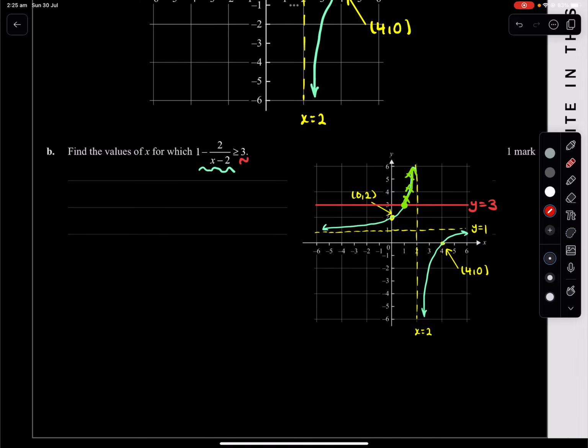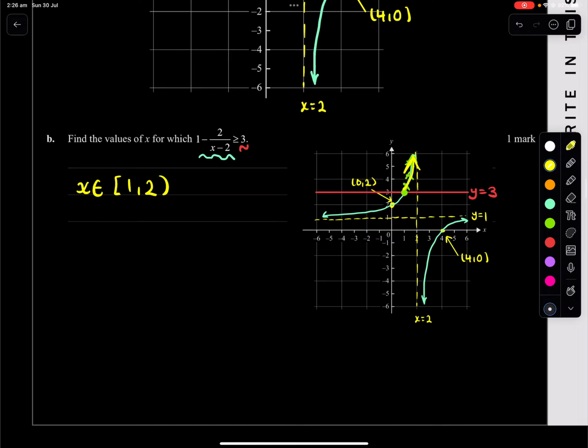We can say x is an element from 1 to 2, with 2 not included because there's an asymptote. It approaches the asymptote but never touches it. So we say from 1 to 2, not inclusive. That's what I'm supposed to do. All right, that looks right.